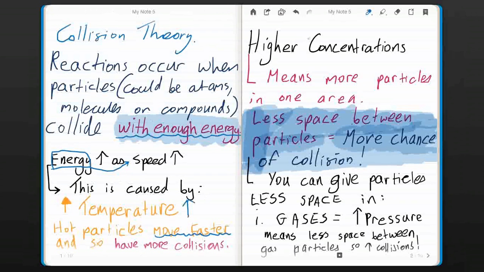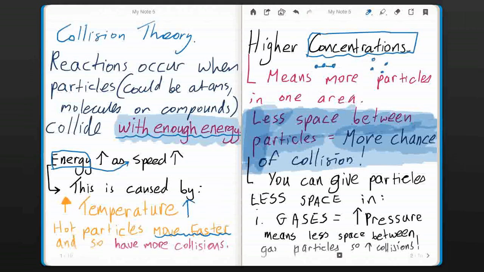Another way is to increase the concentration of particles. You can only increase the concentration of particles if it's a solution, so if the things are in aqueous state, or if they're in a gas. You can't do it in a solid because a solid is already joined in very rigid ways, and there isn't much space between the particles already. But you can with a gas because gases are spread out.